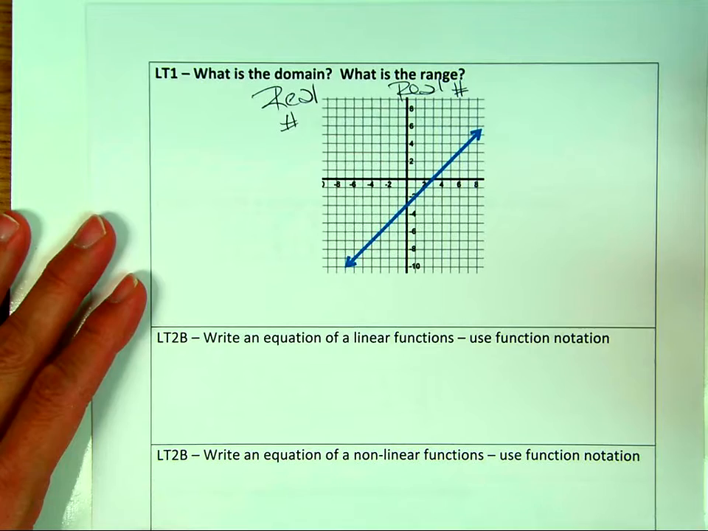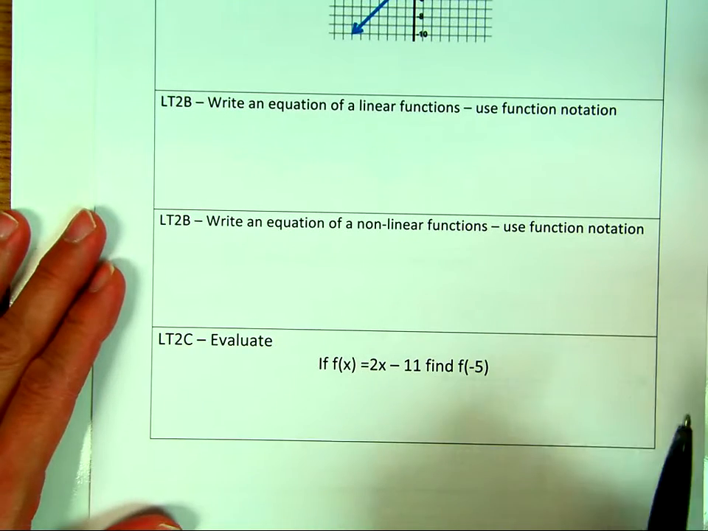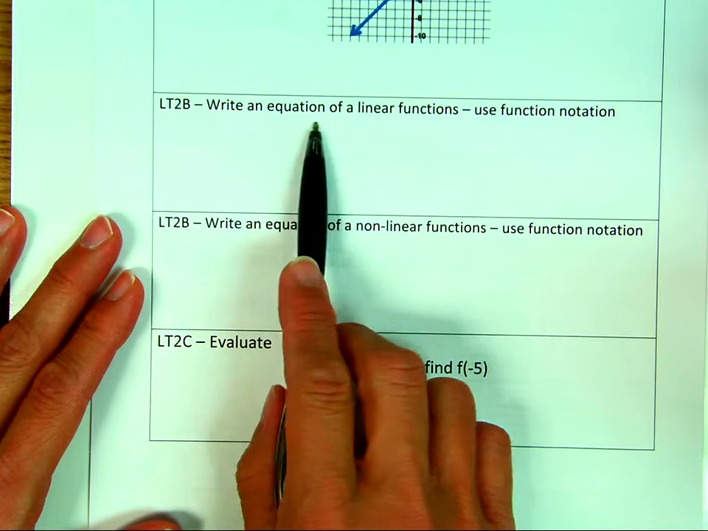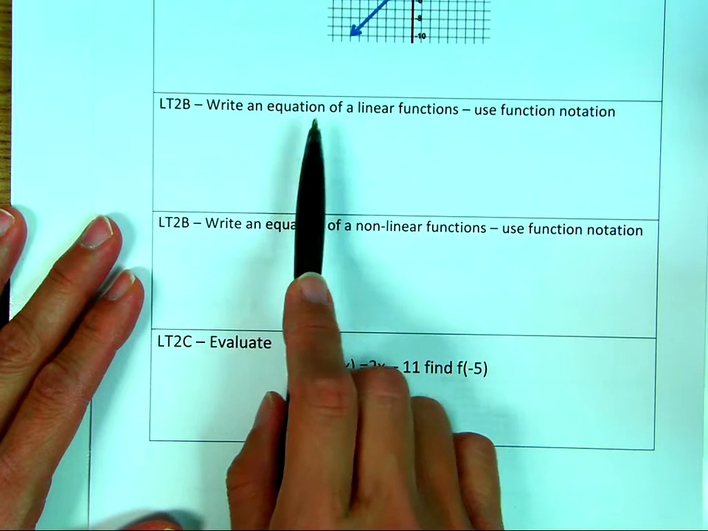Okay, on to learning target 2. Learning target 2 had 3 parts. You had to write, you had to identify, and you had to evaluate. So we're going to start with the identifying first.